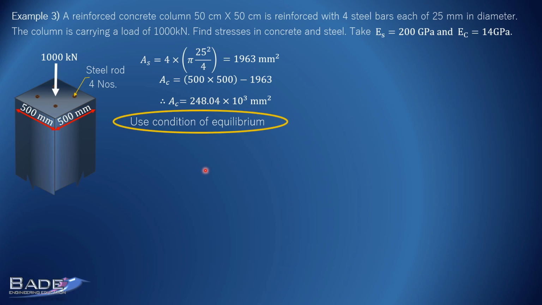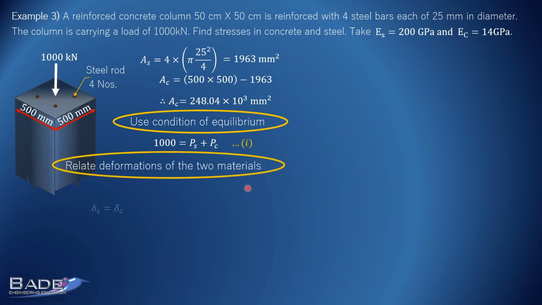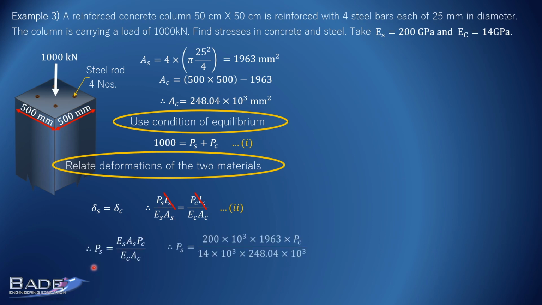Now use conditions of equilibrium. It's obvious. 1000 kilonewton load is shared by steel and concrete. Then relate deformations of the two materials. So of course it is a single body superficially. Length reduces as a single body. So deformation of steel is equal to deformation of concrete. So as usual in the last two problems, the same calculations we did. Length is same. So relation between PS and PC now you will get. Put values as usual. And this is the relation between PS and PC.